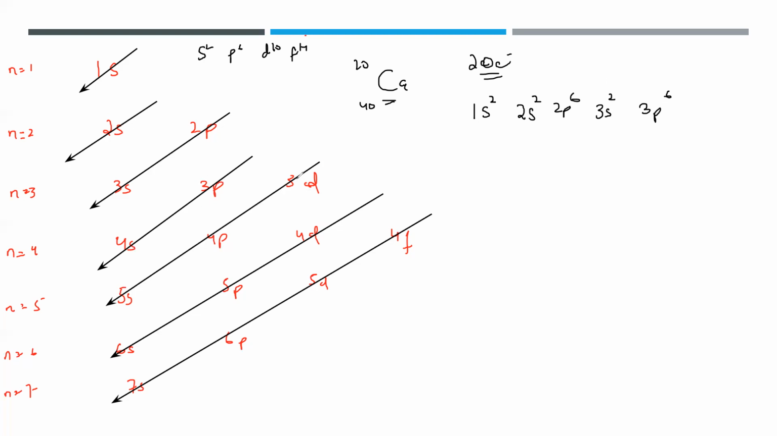From 3p, it will not go to 3d, it will go to 4s, because electrons always occupy the orbital with low energy. 4s has lower energy than 3d, that's why it will go to 4s. So it will be 4s2. So this is the electronic configuration of calcium: 1s2, 2s2, 2p6, 3s2, 3p6, and 4s2. So we arranged 20 electrons. Is it clear, the example of calcium?